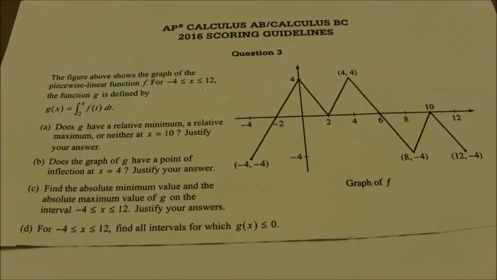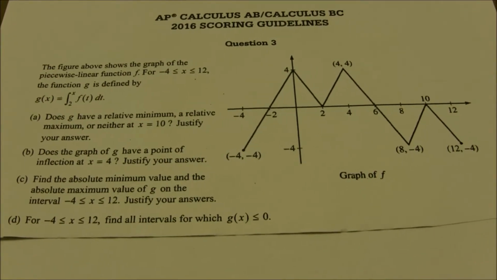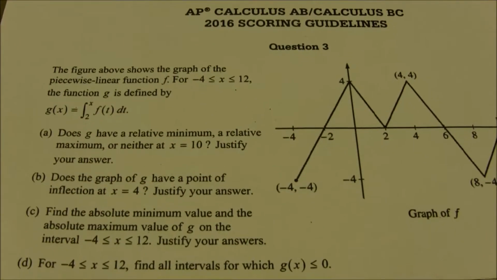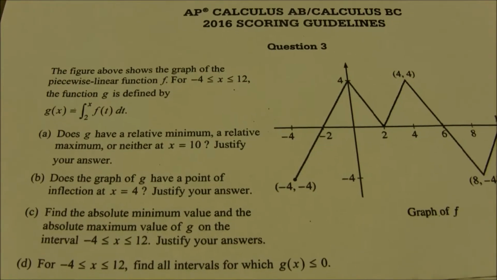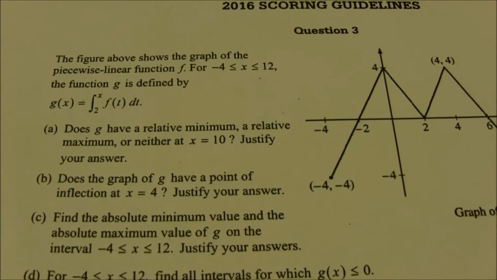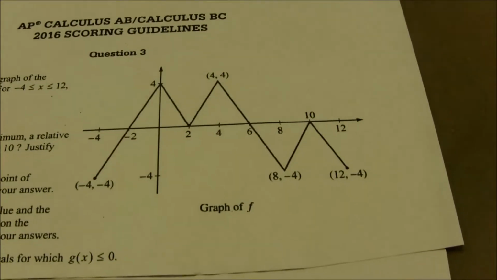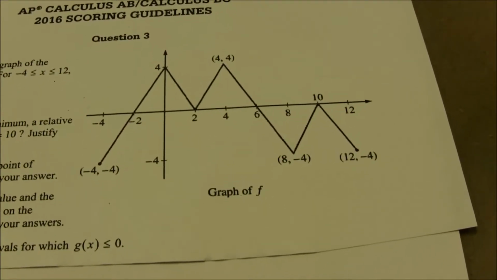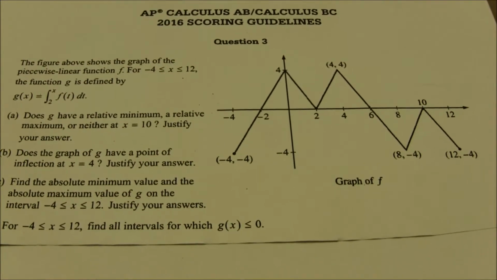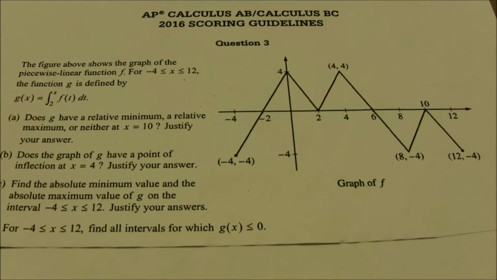First problem I'm going to look at is from the 2016 AP exam, the AB and the BC exams. And this is one of the problems that involves showing you a function, and you have another function based off that function. So you can see here, for values of x between negative 4 and 12, they've defined function g of x as the integral from 2 to x of function f of t dt. This is a graph of function f, not function g. So they're going to ask me various questions, probably mostly about function g, and I'm going to have to think about how f and g relate.